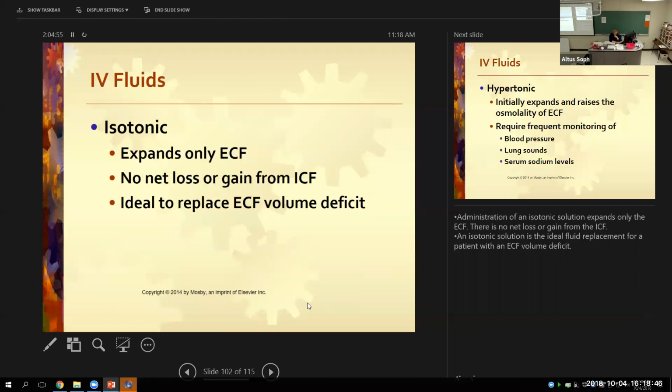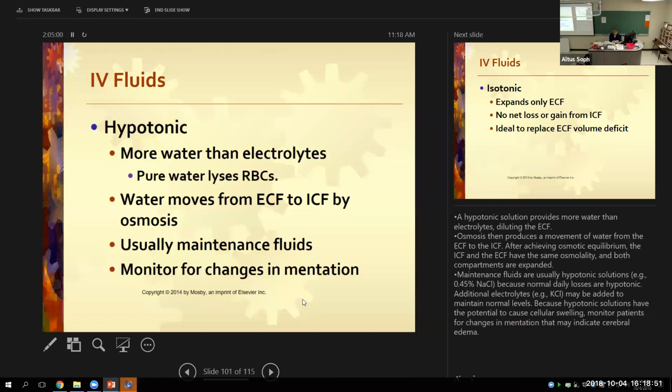IV fluids, just because of time and because of the confusion, we're going to go through here very briefly. Just remember again, hypotonic solutions, basically you're giving more water than the actual concentration of the fluid. So in your patient who is dehydrated and we need to give them fluid, often we're going to give hypotonic solutions so that we're giving them more water, giving them fluid. And it can be used also as a maintenance fluid.